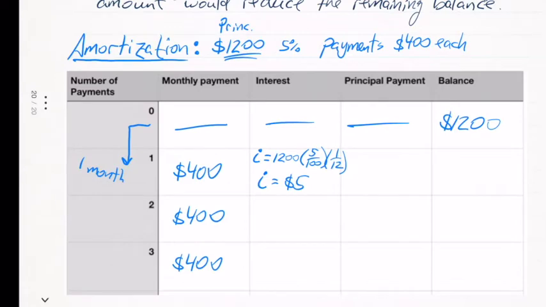The principal payment is going to be how much is left over, because the bank wants their $5 and they're going to take it from the $400. So your principal payment literally is going to be $400 minus $5 for a grand total of $395. Now the $395 is going to be taken away from the previous balance. So we're going to have $1,200 minus $395.